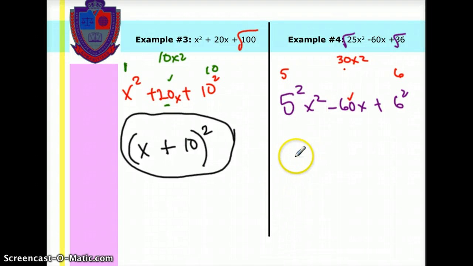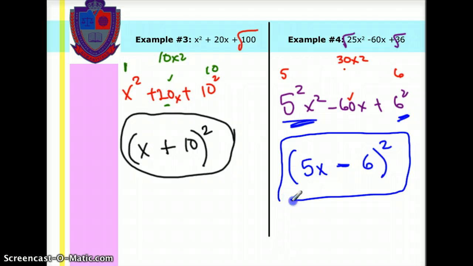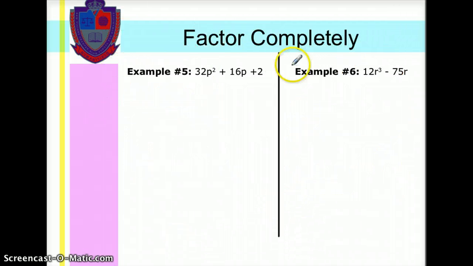Okay? Once I have this, I know it's 5x and 6. 6 is from here, 5x is from here. And I know it's going to be something squared. Now, what sign goes here? Basically, you're trying to see what number is in front of this 60. It's a minus, so then that's what comes there. Okay, these are just all shortcuts. You can do the a, the b, and the c again. It doesn't matter.